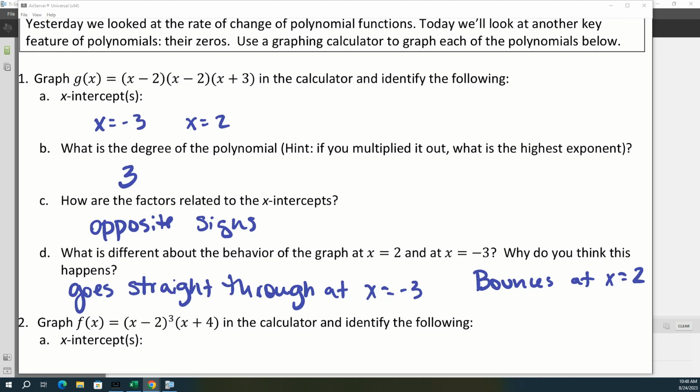All right, as I was walking around, I saw some people, instead of saying things like I did, which was kind of basic, that the graph bounces at 2, someone was saying there's a relative minimum at 2. That's great. And for another one where I just said it bends, someone was saying point of inflection. So some of you are using more mathematical terminology than I did. But either way, it's fine. So number 1, I filled out a while ago.